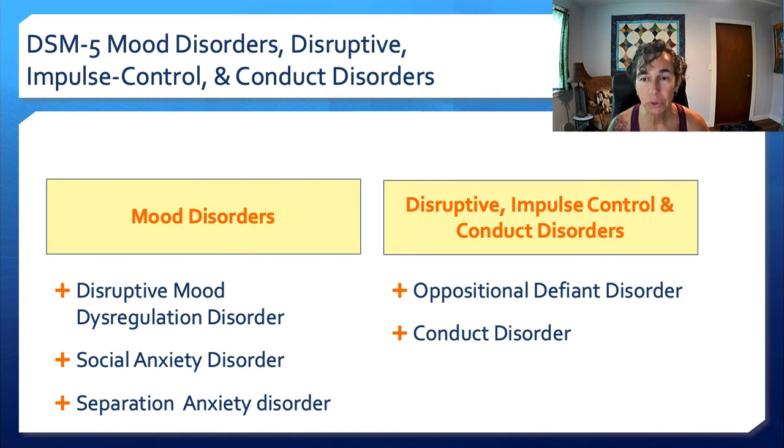Last up, disruptive, impulse control, and conduct disorders. The first is oppositional defiant disorder, and this must be present for a period of at least 6 months, and the oppositionalness is more severe than that of peers. There's 3 forms: angry, irritable mood, argumentative, defiant behavior, and vindictiveness. So we're not going to dig into it, but again, just as with the eating disorders, I want you to keep these in mind. And then finally, conduct disorder.